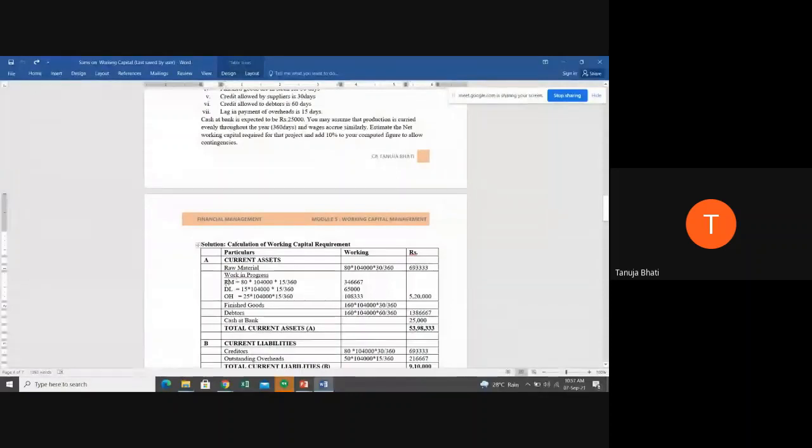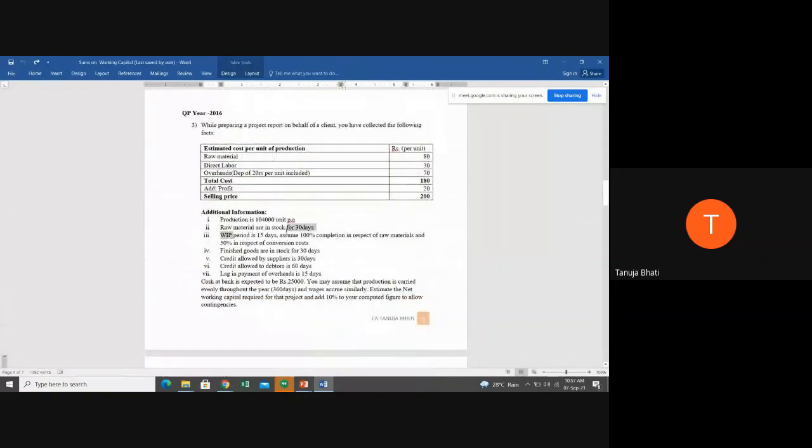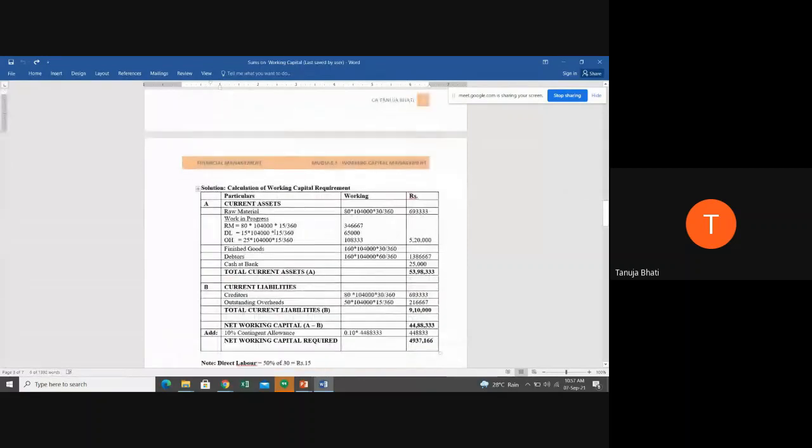That is raw material, direct labor and overheads. So raw material you have to take fully at complete cost. So raw material cost is 80. What is the work in progress period? 15 days. So you have to take 80 into 1,04,000 into 15 divided by 360.